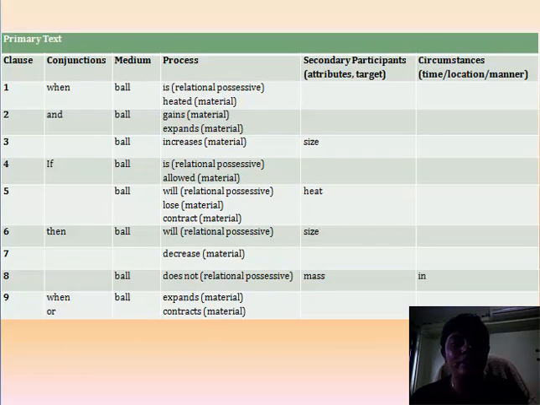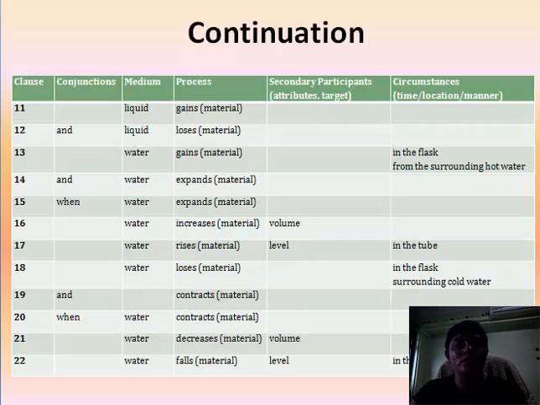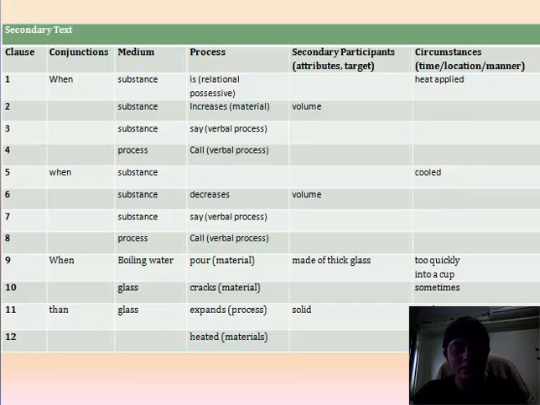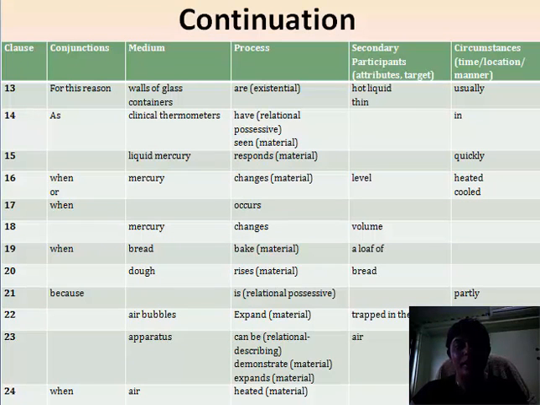Alright, this table consists of the thematic analysis of my primary text. So you can see that I've broken them into clauses, and I've analyzed the conjunctions, the mediums, processes, and the circumstances. And this is the continuation of my primary text as well. Table 2 is the analysis of my secondary text, and the continuation of table 2 in terms of analyzing my secondary school text.